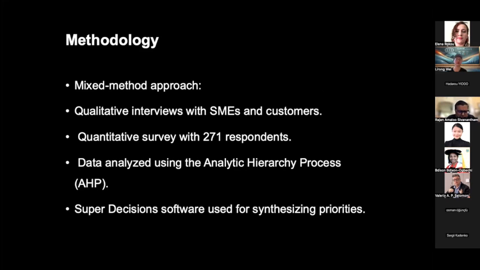Moving on to the next slide, methodology. So our methodology combined both qualitative and quantitative approaches. First, we conducted in-depth interviews with SMEs and customers to gather qualitative insight. Next, we conducted a quantitative survey with 271 respondents to validate and refine this insight. Data analysis was conducted using the analytical hierarchy process supported by Super Decisions software. This dual approach ensured a comprehensive and reliable analysis.